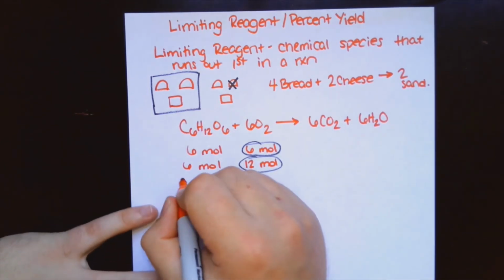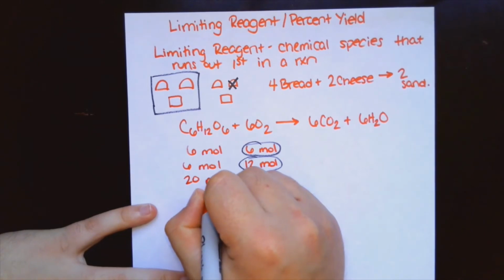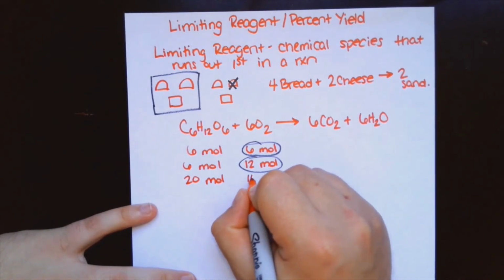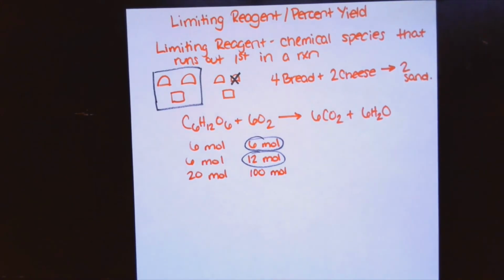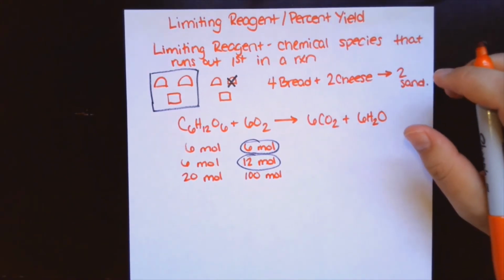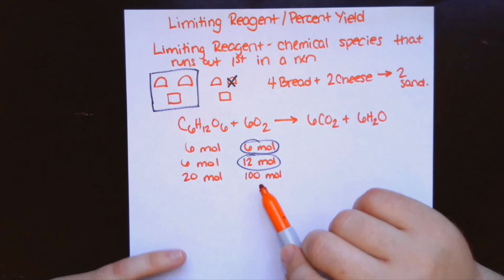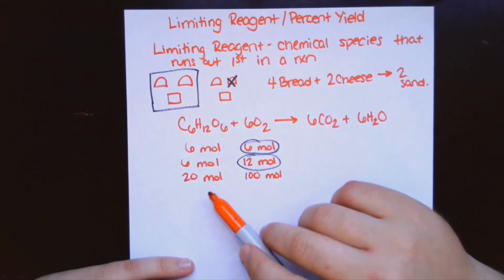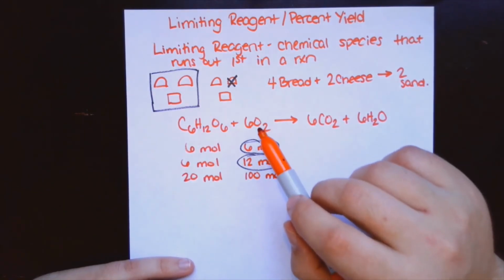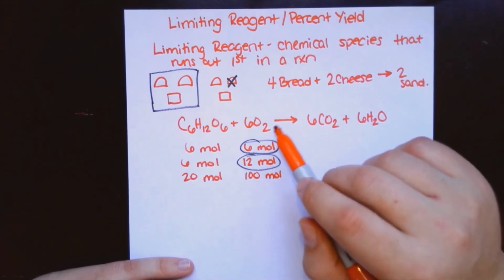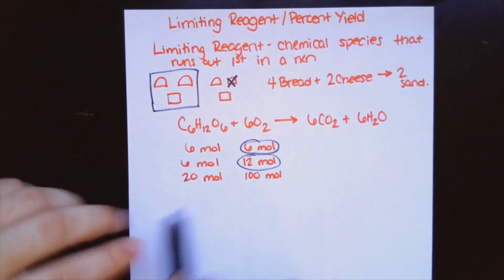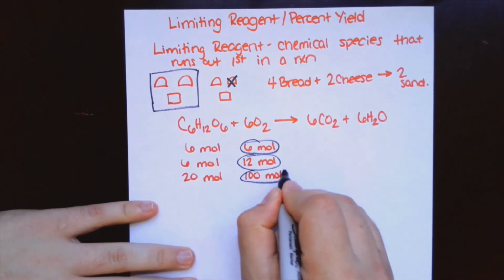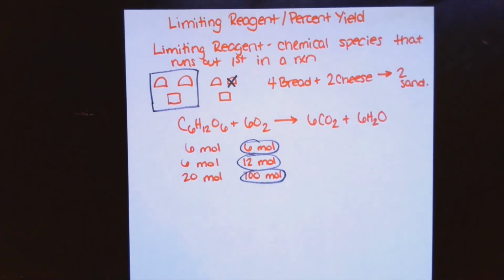Let's say we have now 20 moles of glucose and 100 moles of oxygen. We have way more oxygen now, but we still only have 5 times as many moles of oxygen while it's still getting used up 6 times as quickly. So that 100 moles of oxygen is still going to get used up before the 20 moles of glucose. So that would be your limiting reagent.